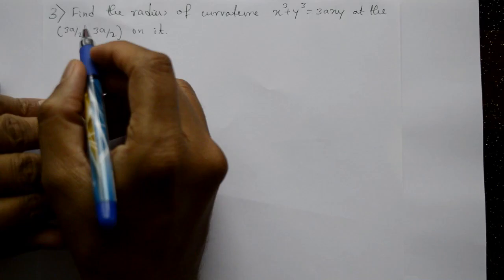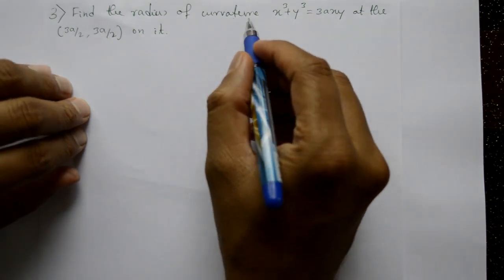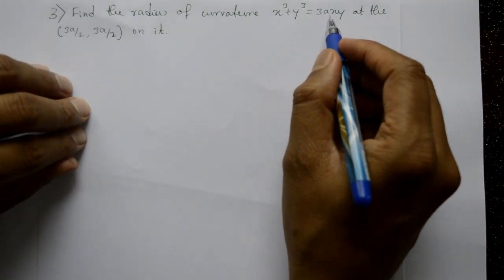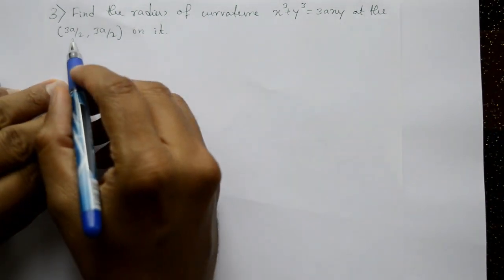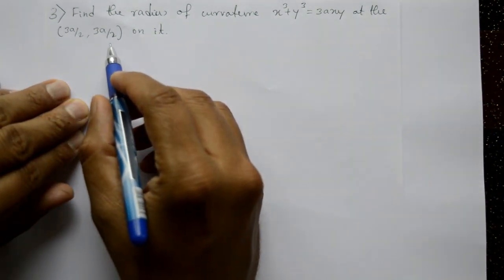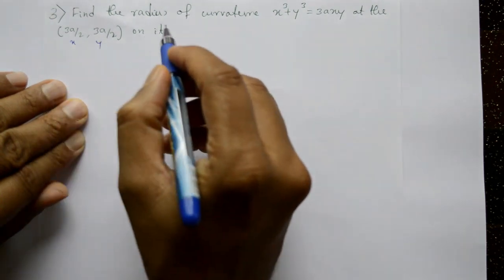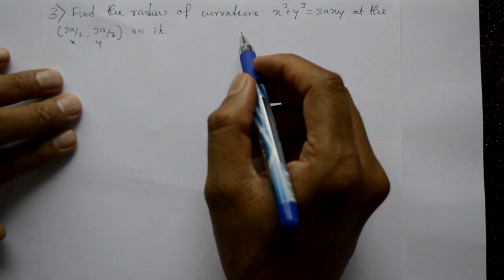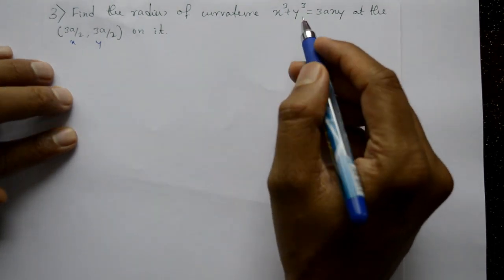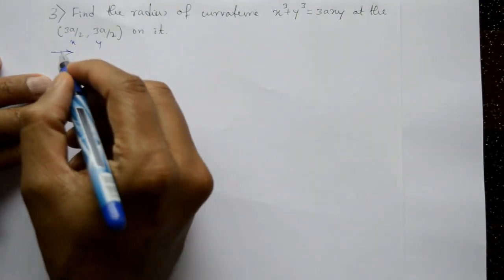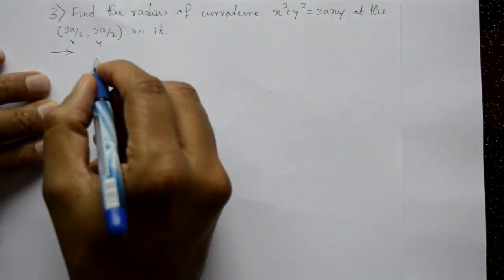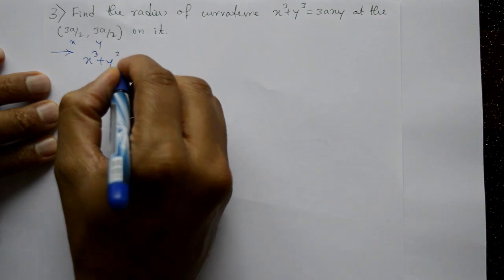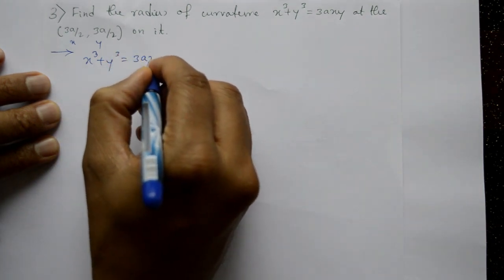This is required. Find the radius of curvature of x cube plus y cube is equal to 3axy at the point 3a by 2, 3a by 2. This is x and y on it. Now we use the radius of curvature in Cartesian form, which is in x and y. Now the solution. First, given x cube plus y cube is equal to 3axy.